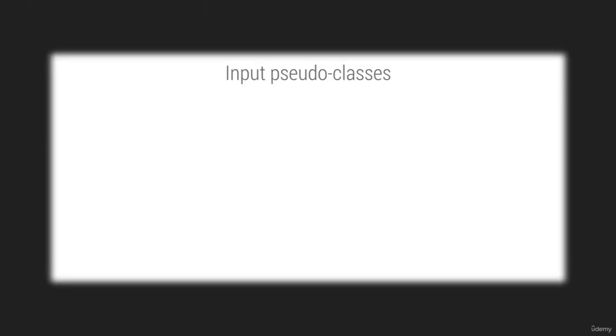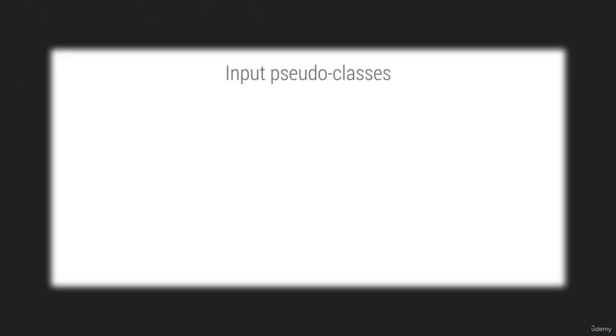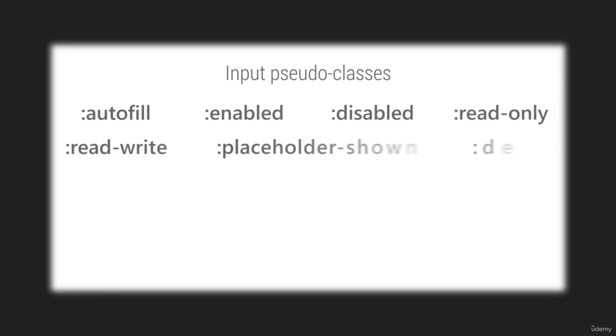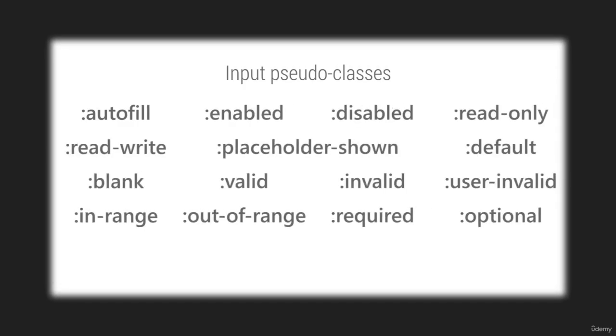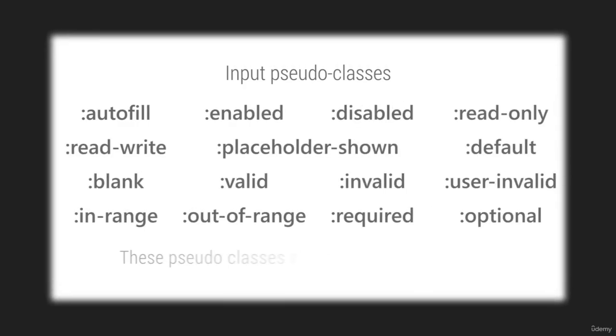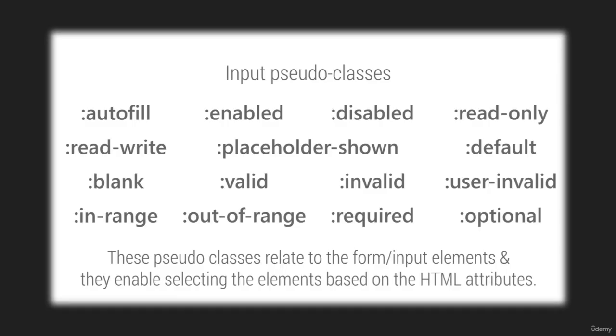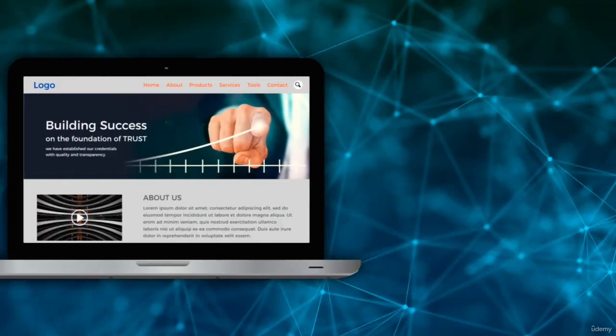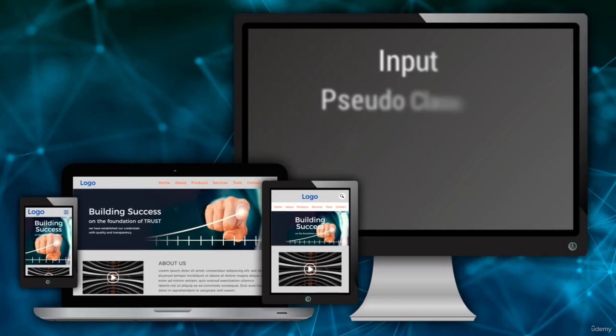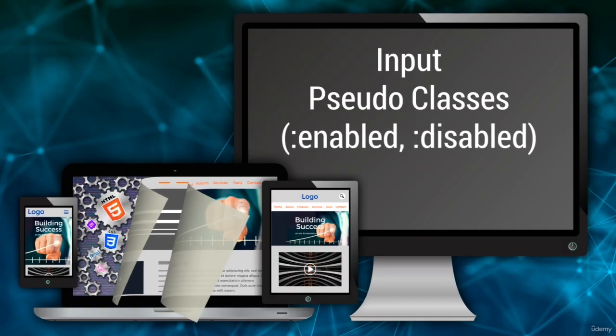Alright, so now we will be moving to the input pseudo classes. All these pseudo classes are categorized as input pseudo classes, as these pseudo classes relate to the form or input elements, and they also enable selecting the elements based on the HTML attributes. So let's start with the very basic yet important input pseudo classes, that is, enabled and disabled.